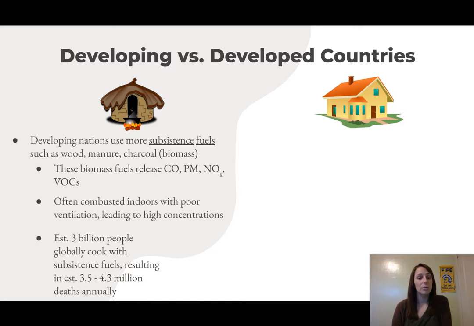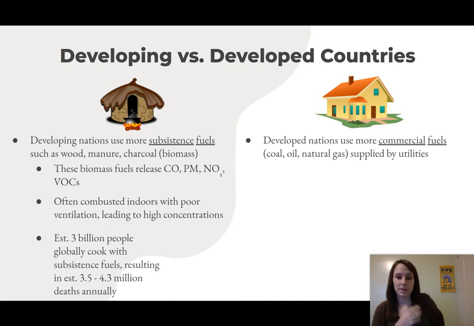Now, there's an estimated 3 billion people who globally cook with subsistence fuels, which we have an estimated 3.5 to 4.3 million people who die annually from causes that can be traced back to this form of cooking. Things like if you die of an asthma attack that was caused by particulate matter that was released from the fire, then you could tie that back to saying that this cooking with the subsistence fuels is what's causing it. So we're seeing a large number of people dying annually from this.